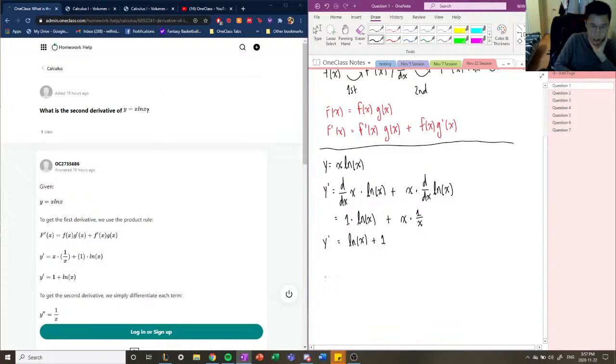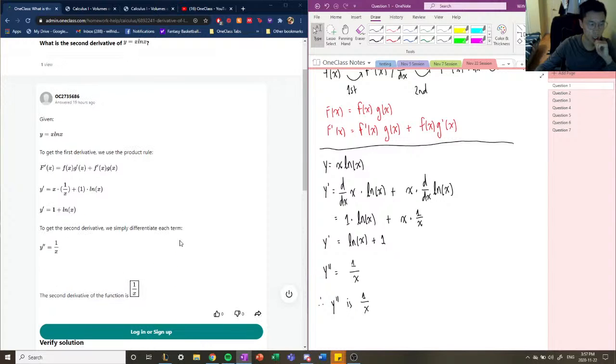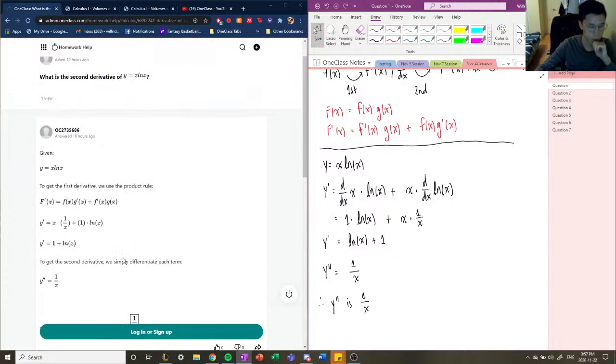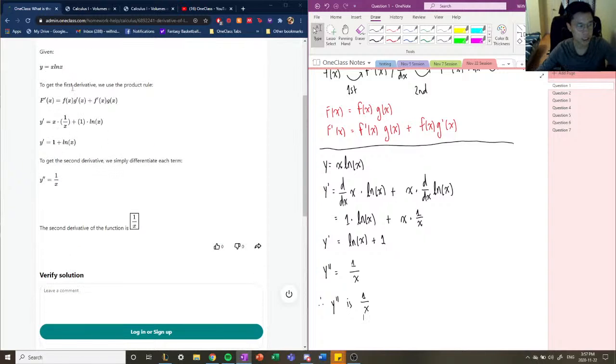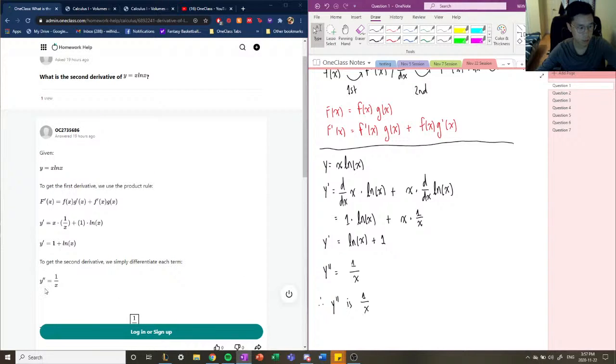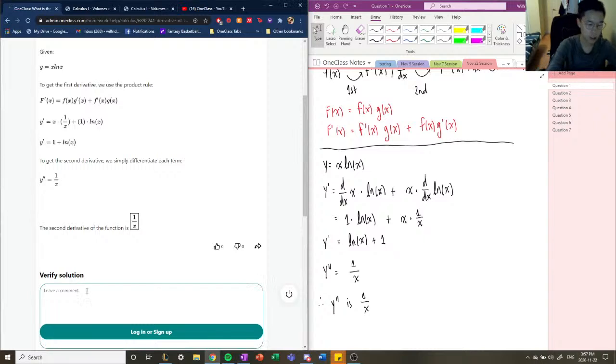So that's y prime. We need y double prime, so y double prime would equal 1 over x, plus 1 differentiated, which is just a constant, so it goes to 0. So our second derivative is 1 over x. That's the answer to our question. The Junior Tutor also did the solution. They stated what the second derivative is, which is to differentiate the original function 2 times, and they also stated the product rule that they used to solve the first derivative. So this solution is correct.